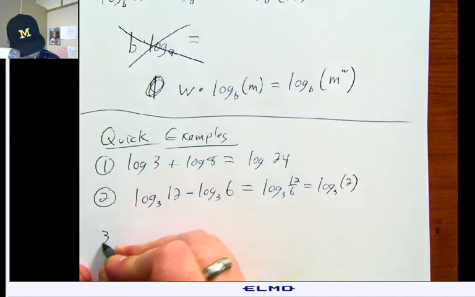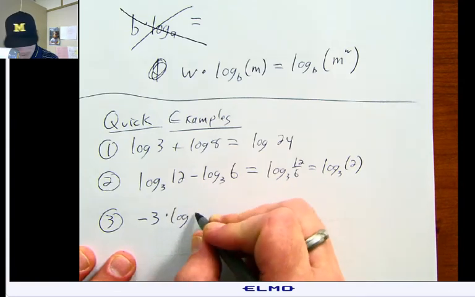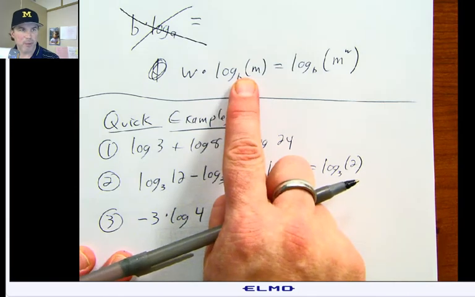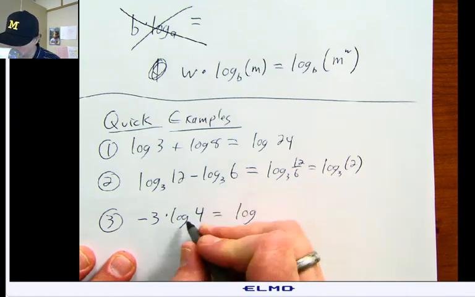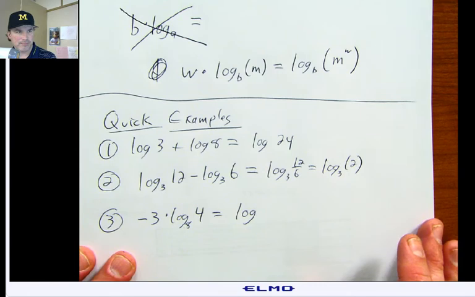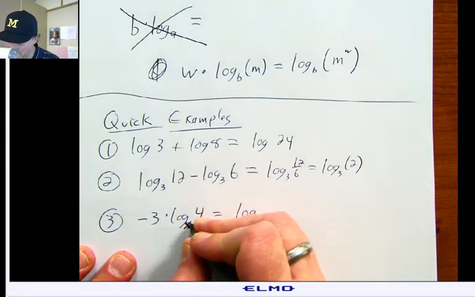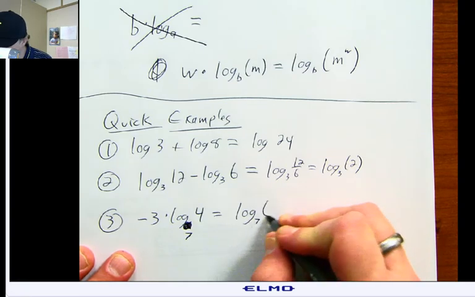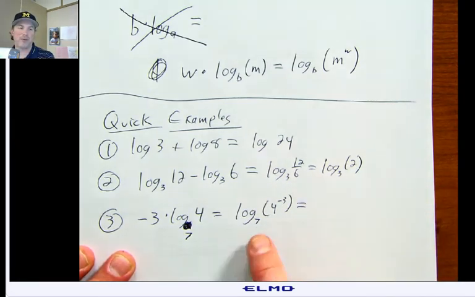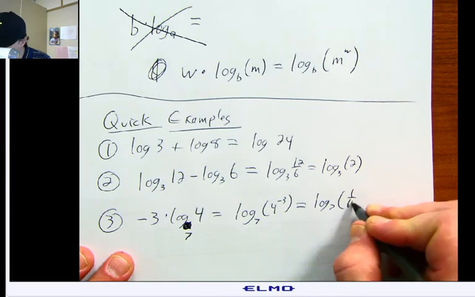Number 3. Negative 3 times log of 4. Using the exponent property, this is equal to log, and let's have this be base 7. This would be log base 7 of 4 to the negative 3, and as we've learned, 4 to the negative 3 is 1 over 64, so log base 7 of 1 over 64.